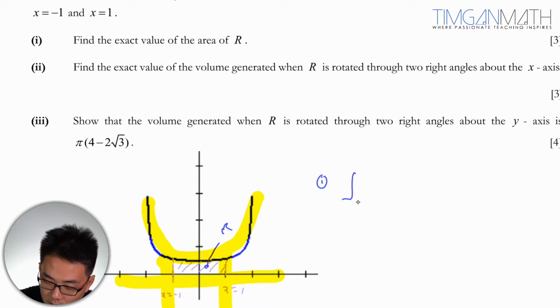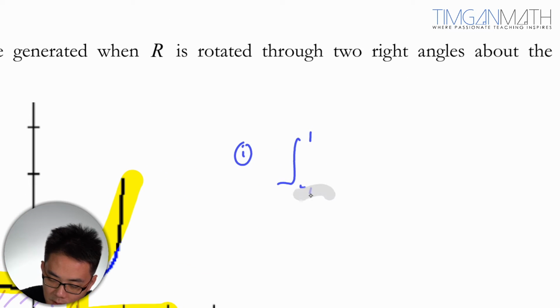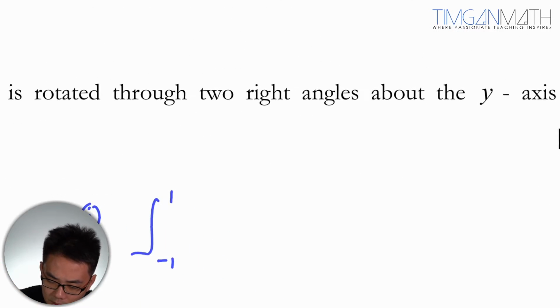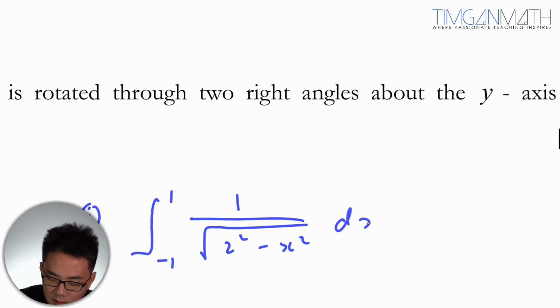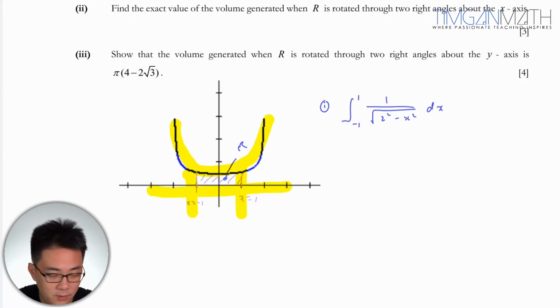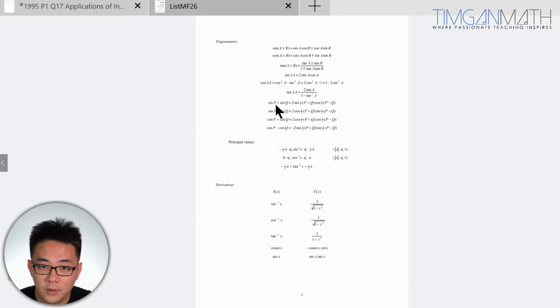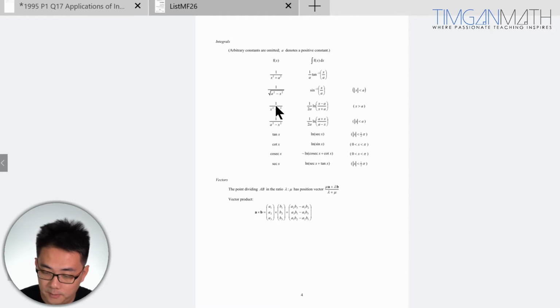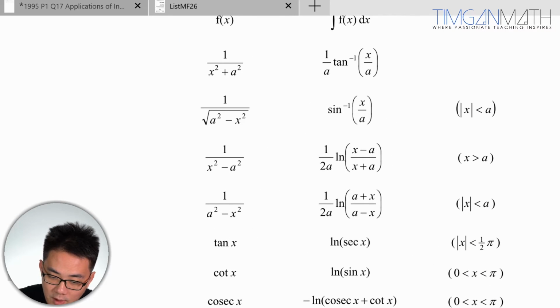So it's just a simple integral here. This will just be the integral from -1 to 1 of 1 over square root of 2 squared minus x squared dx. After which you're just going to use the MF26 to find the value there. So bring out MF26 and you will find, for a squared minus x squared, sine inverse x over a.